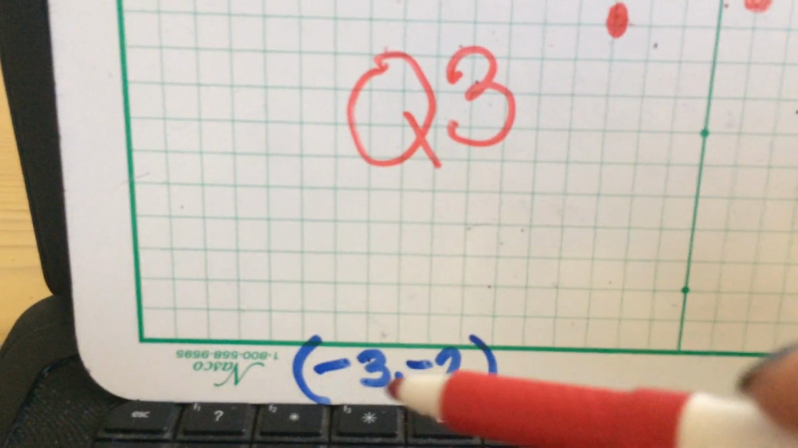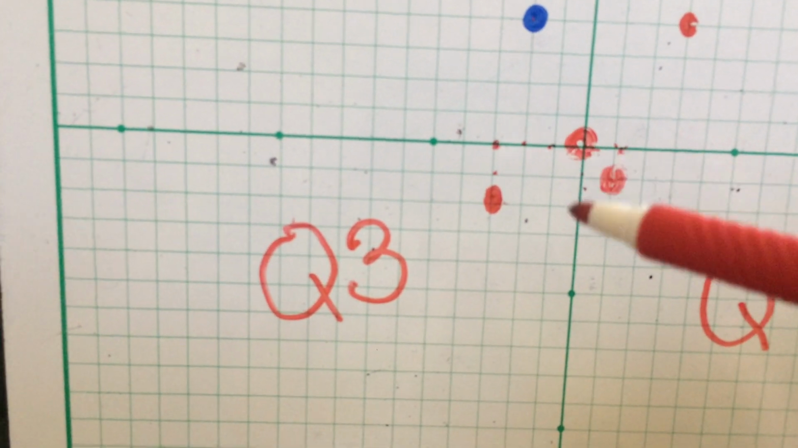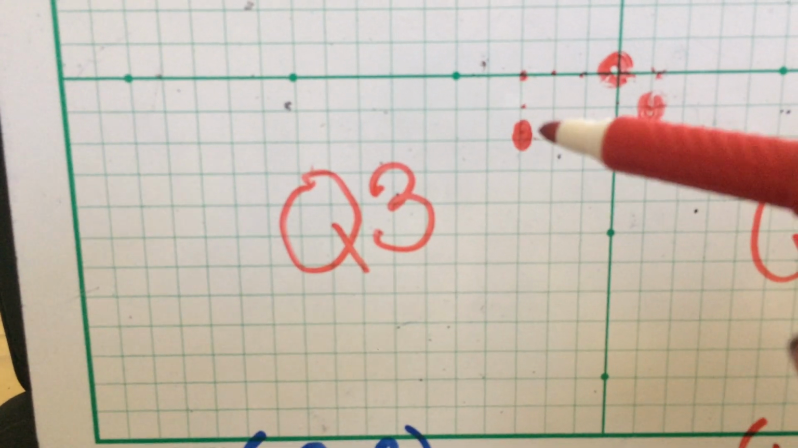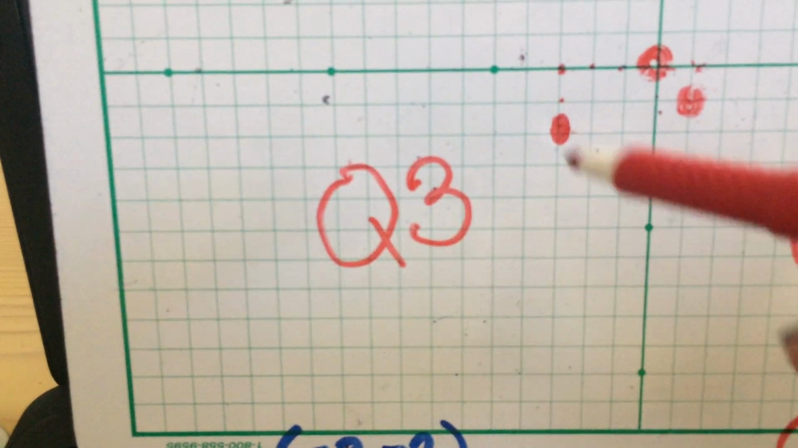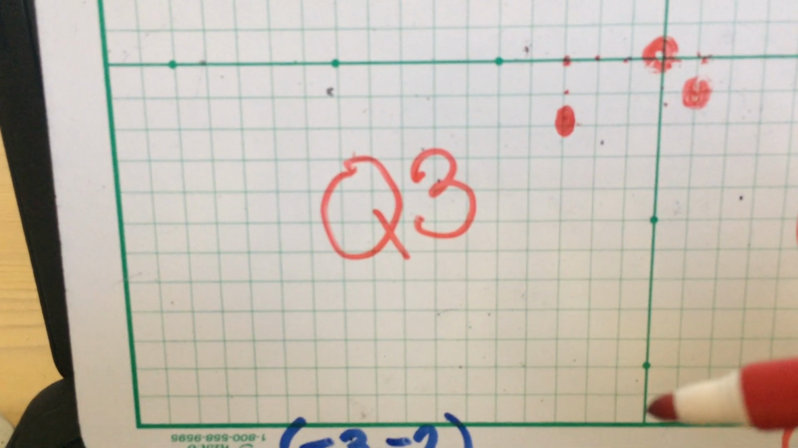Both of these are negative. So you're going to have a negative y and a negative x, and it's going to place the coordinate point right there, which is in this quadrant, and this quadrant is called quadrant 3.